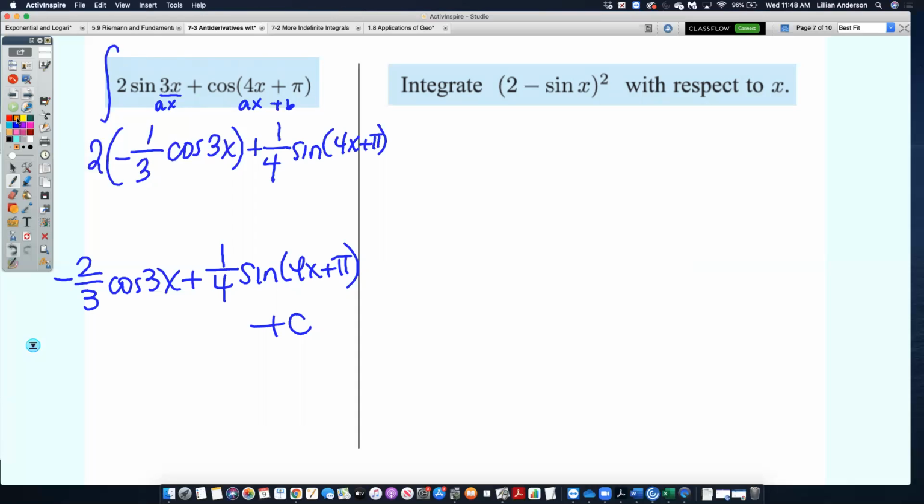We're going to integrate 2 minus sine x squared with respect to x. Now, before we can do this, because there's not a linear factor that involves a trig function with it, we're probably going to have to do what before we actually take the antiderivative of it?